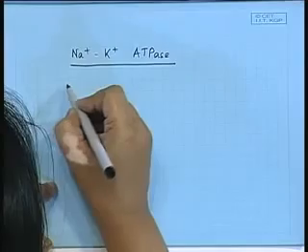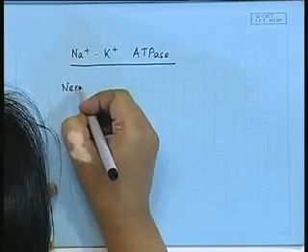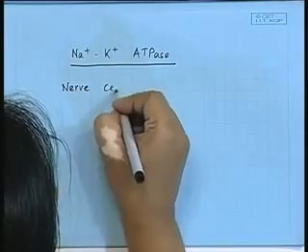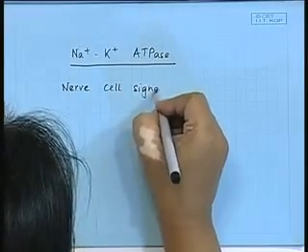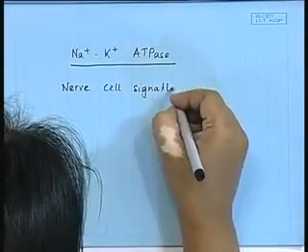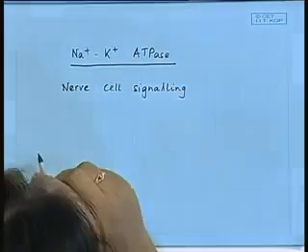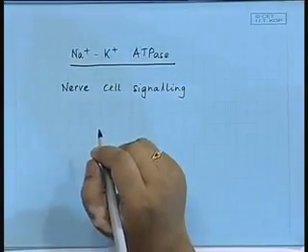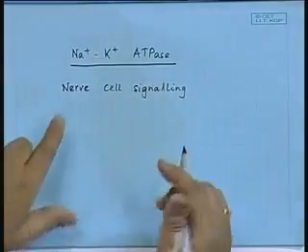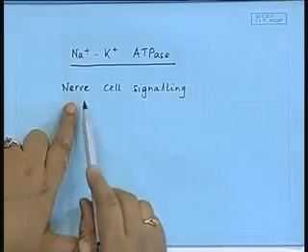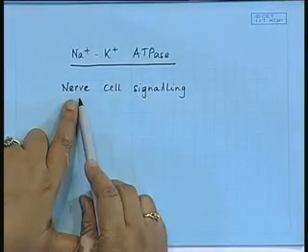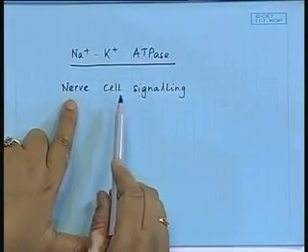Now, this is extremely important in nerve cell signaling, which is why if you have an imbalance, your brain gets affected and you have what is called confusion. Okay, you do not remember things because of the imbalance of sodium potassium. You do not have proper cell signaling, which affects your brain.